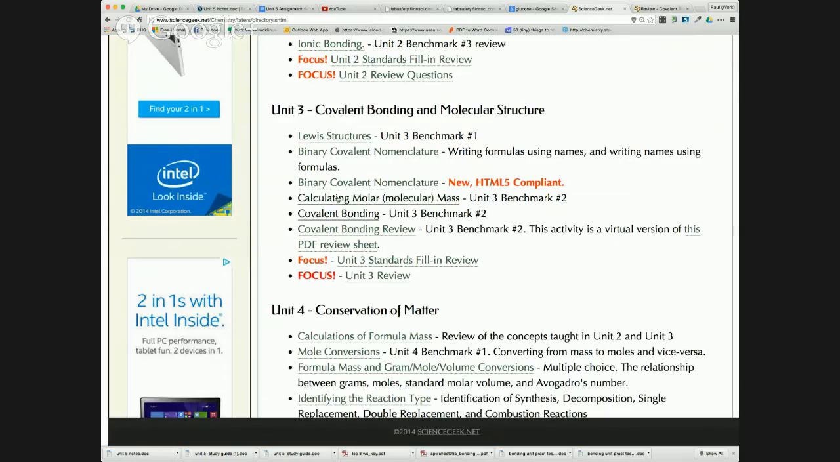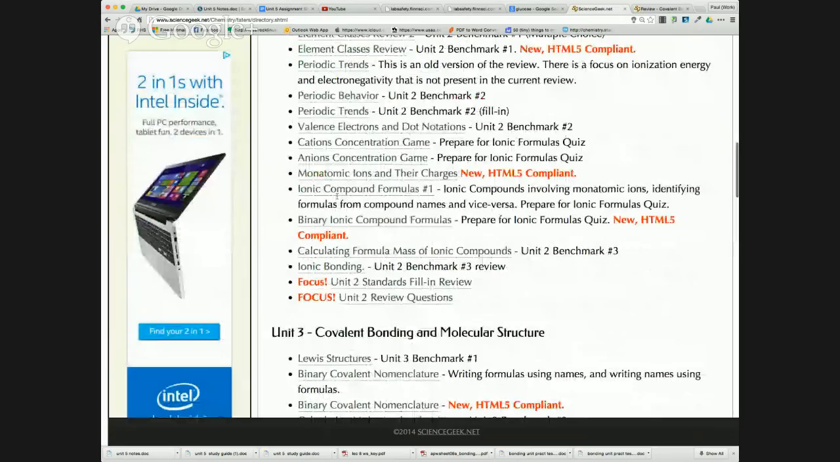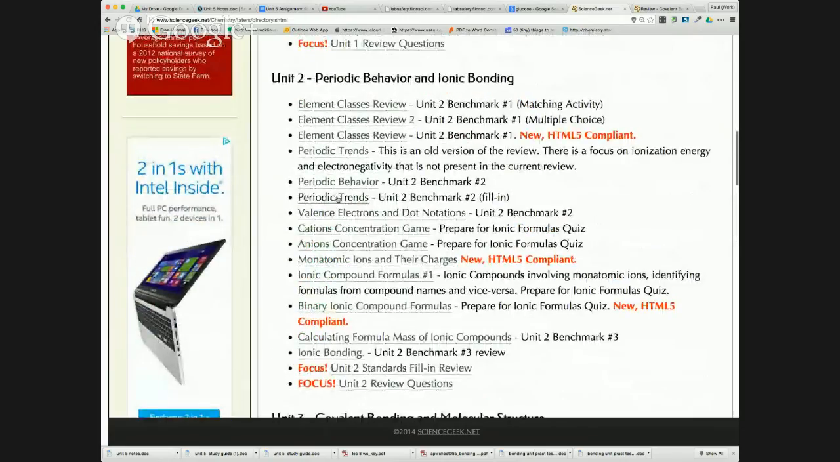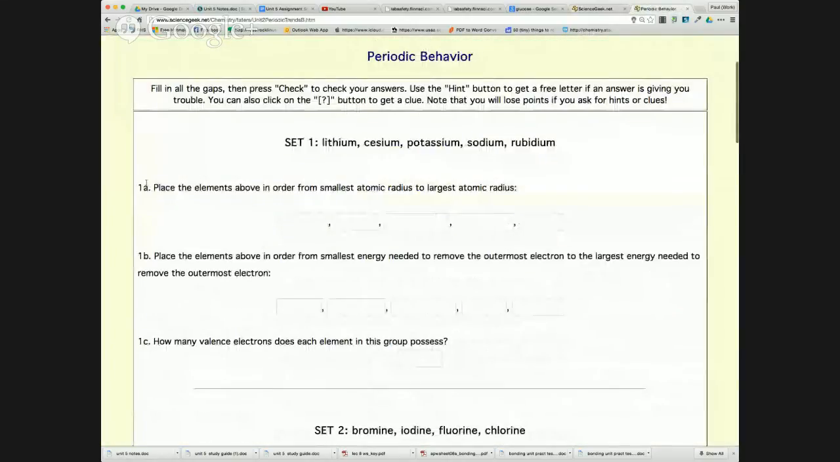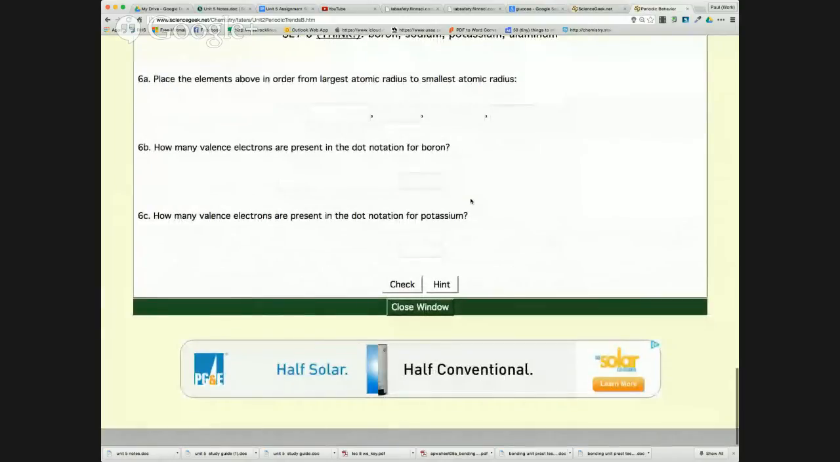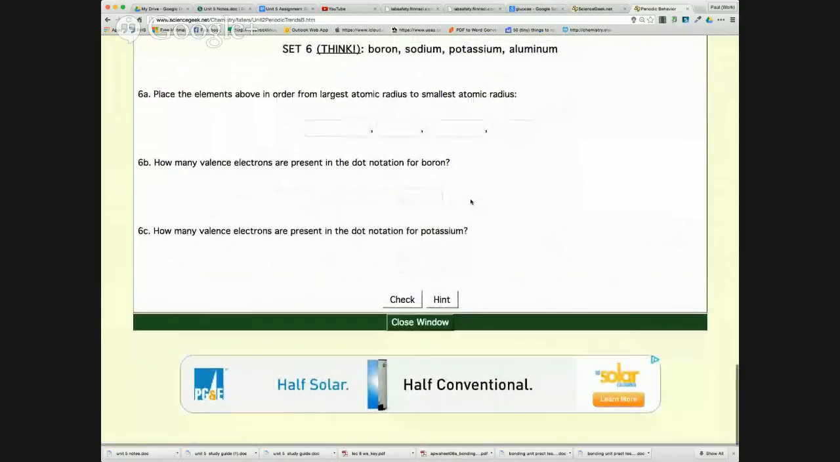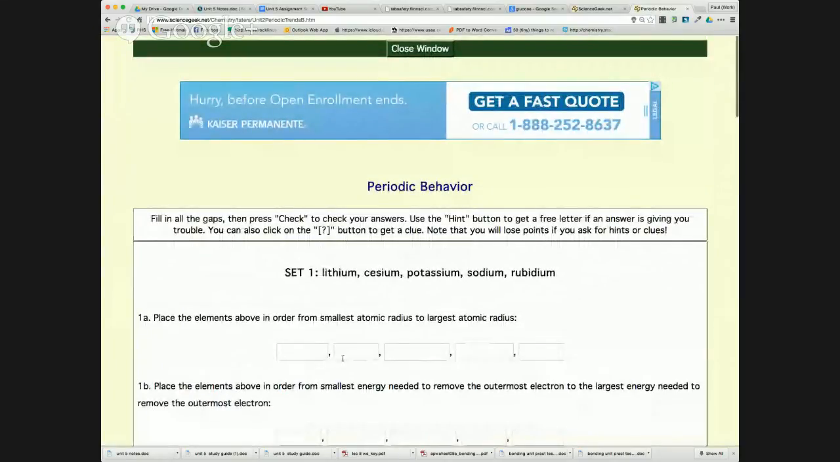And for review, you can go back and let's say you have been having a really hard time with periodic trends. So you can pick one of these periodic trends, and let's see. Oh, it put them in the order, smallest atomic radius to largest atomic radius, lithium, cesium, potassium, sodium. And this is pretty long, I don't want to go that long, but let's just do the first one. Lithium, cesium, potassium, sodium, rubidium.